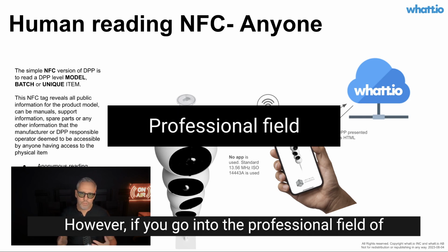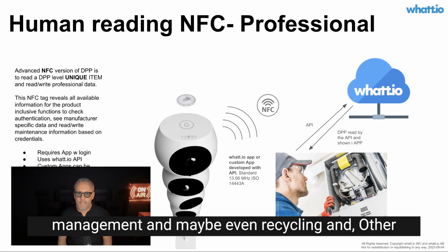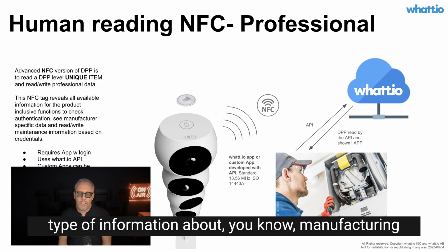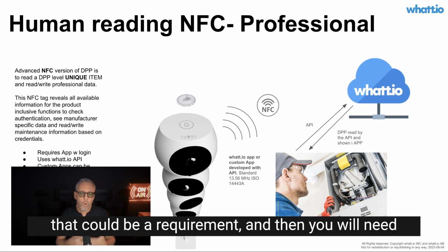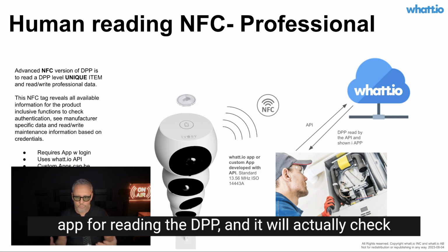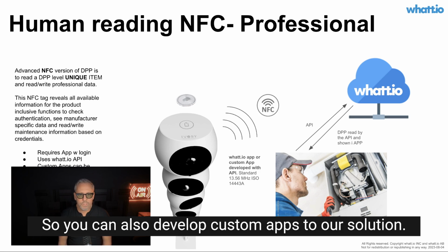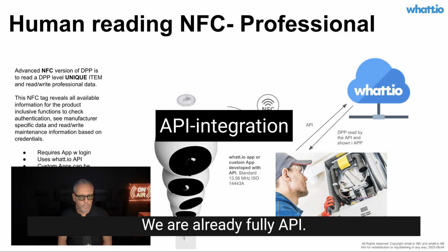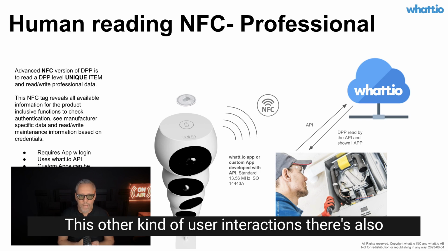However, if you go into the professional field of repair, service, all this kind of maintenance and management, and maybe even recycling and other type of information about manufacturing the spare parts and these kind of things, obviously that can be a requirement, and then you will need to download the app, the What.io app or some other app for reading the DPP, and it will actually check that you have the credentials to get this information. So you can also develop custom apps for our solution. We are already fully API. So you can also make other kinds of user interactions.